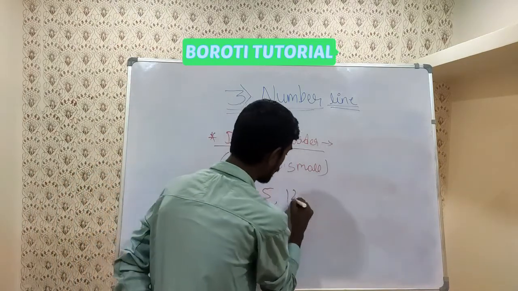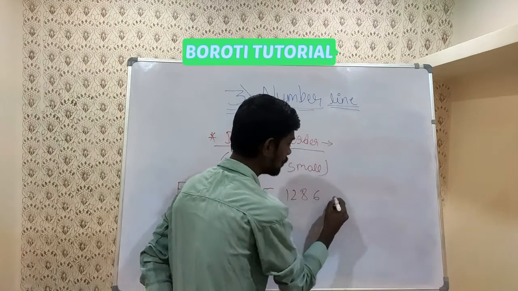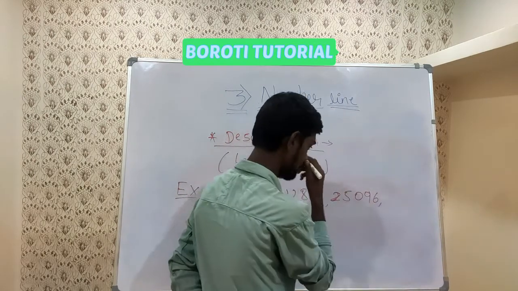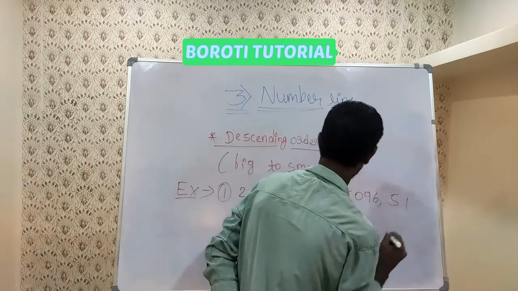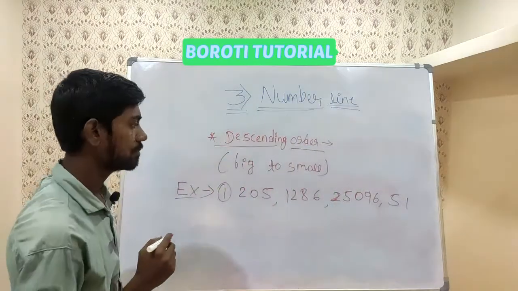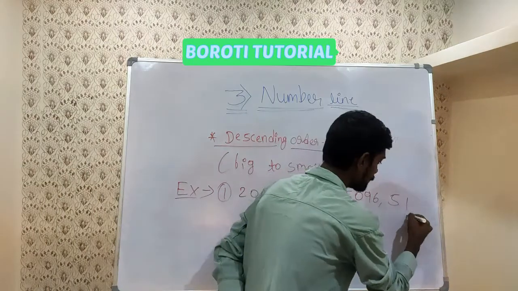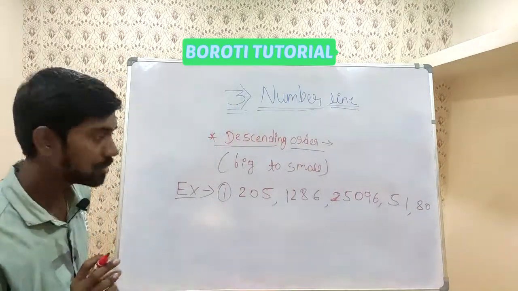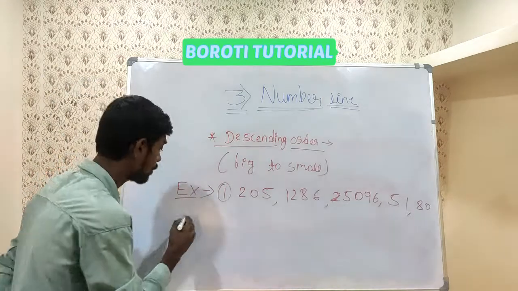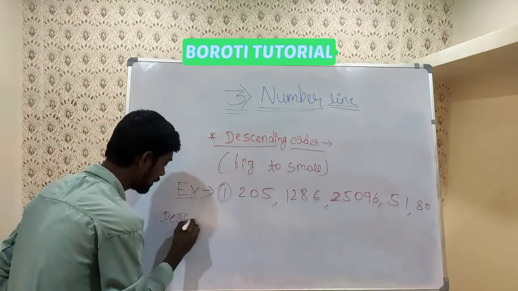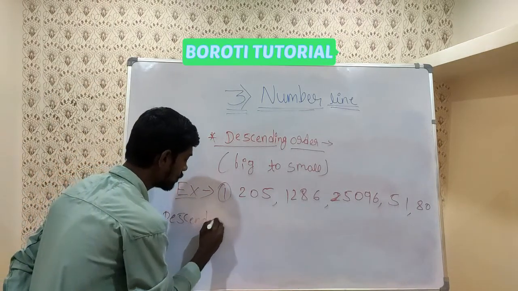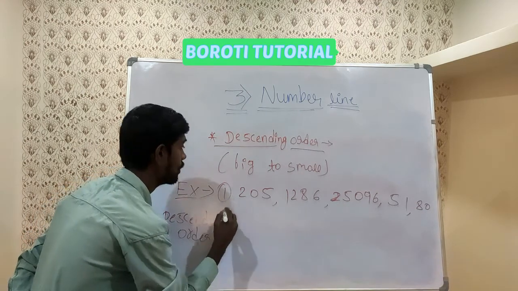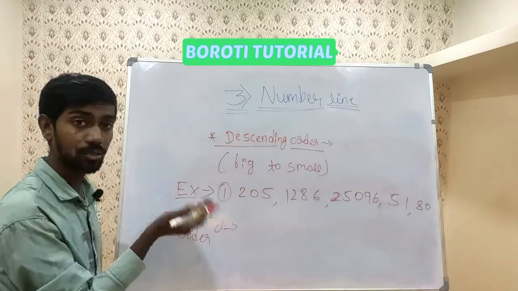205, 1,486, 25,096 and 51. Out of these, we'll take another example also, 80. Out of these 5 numbers, we have to write what? In descending order. We have to write these in terms of descending order. While writing in descending order, what will we do? As I normally told, we have to write from big to small.